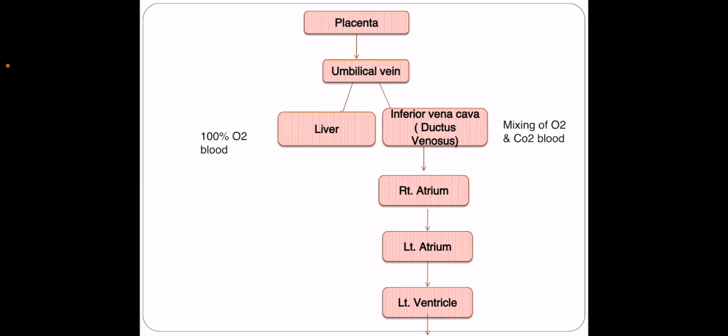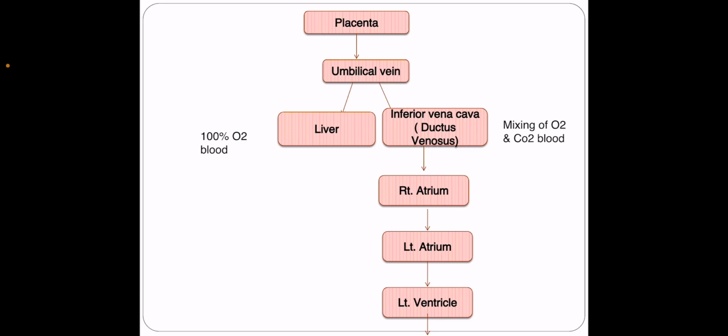Here is a flowchart presentation of blood circulation. From the placenta it will move to the umbilical vein. From the umbilical vein it will give two branches when it enters the body. One branch will go into the liver, which gets 100% oxygenated blood, and another branch will join the inferior vena cava through the ductus venosus. So you have to remember that in a fetal body only one organ, the liver, gets 100% oxygenated blood. The rest of the body gets a mixed kind of blood.